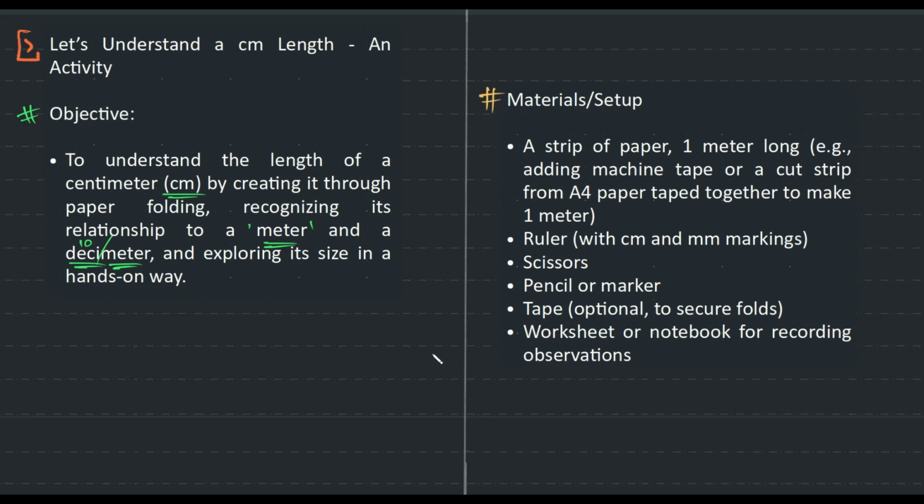The material needed is a very simple set of things. A strip of paper a meter long, and a measuring tape that will help you, since you need to know the exact meter length. Then we need a scale, scissors, pencil, tape, and a worksheet or notebook for recording.